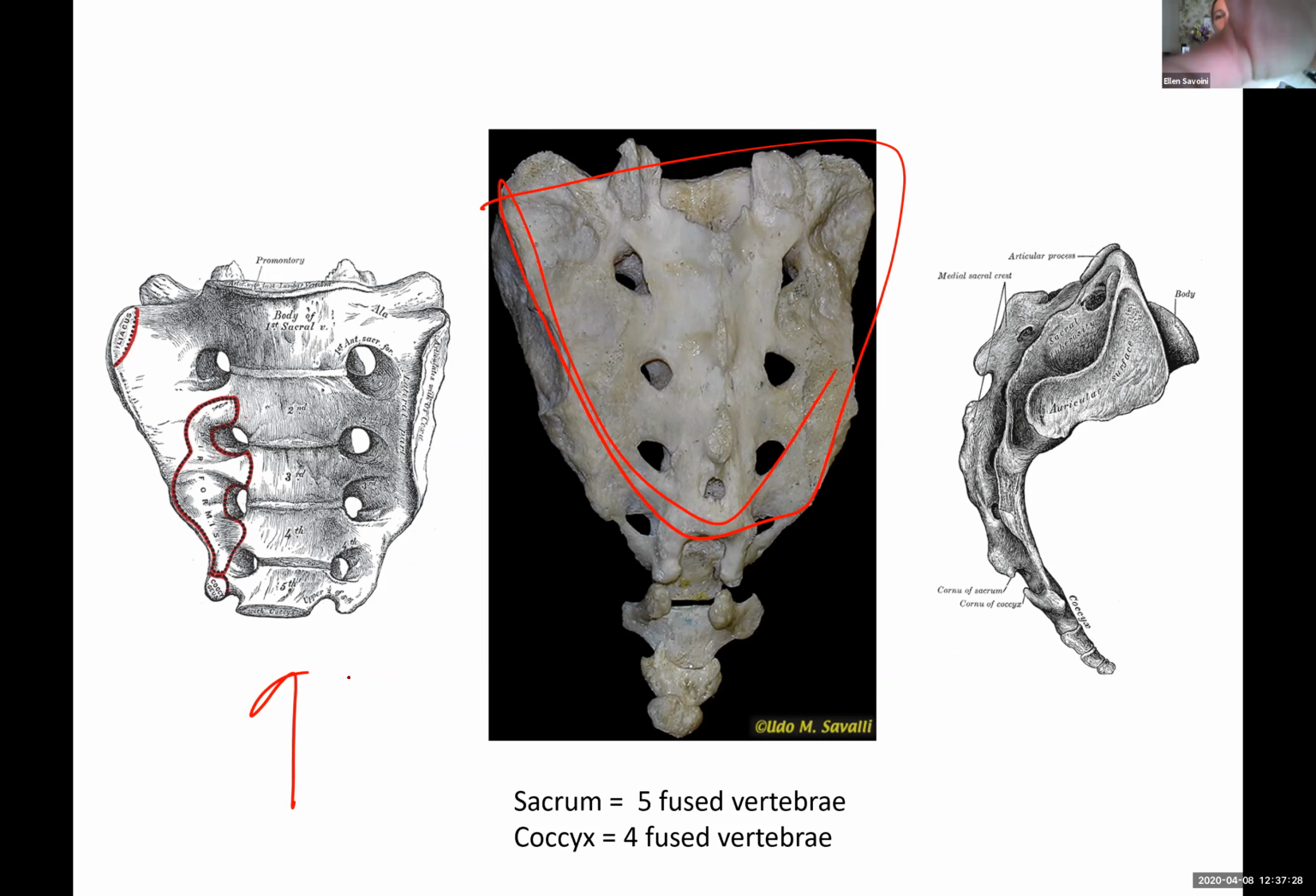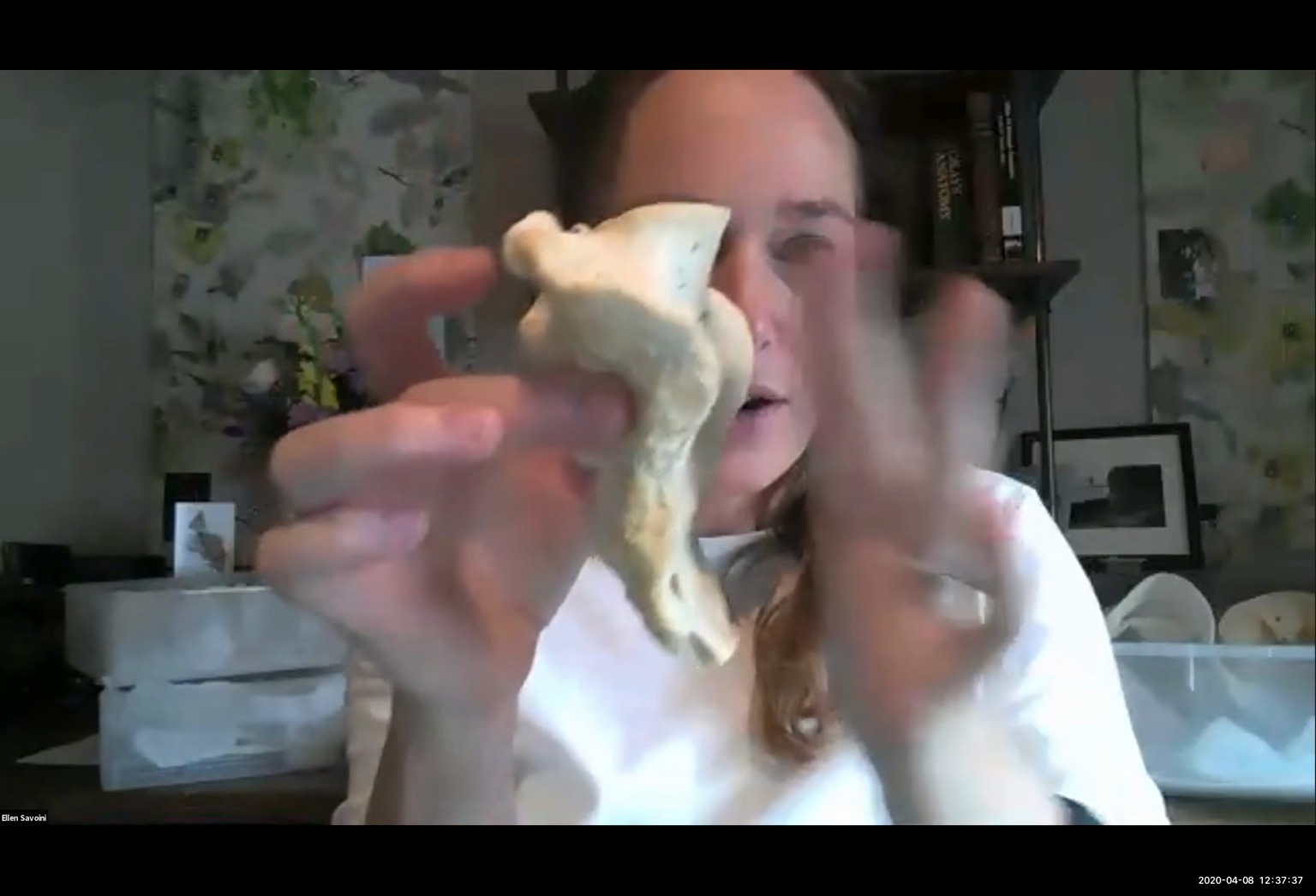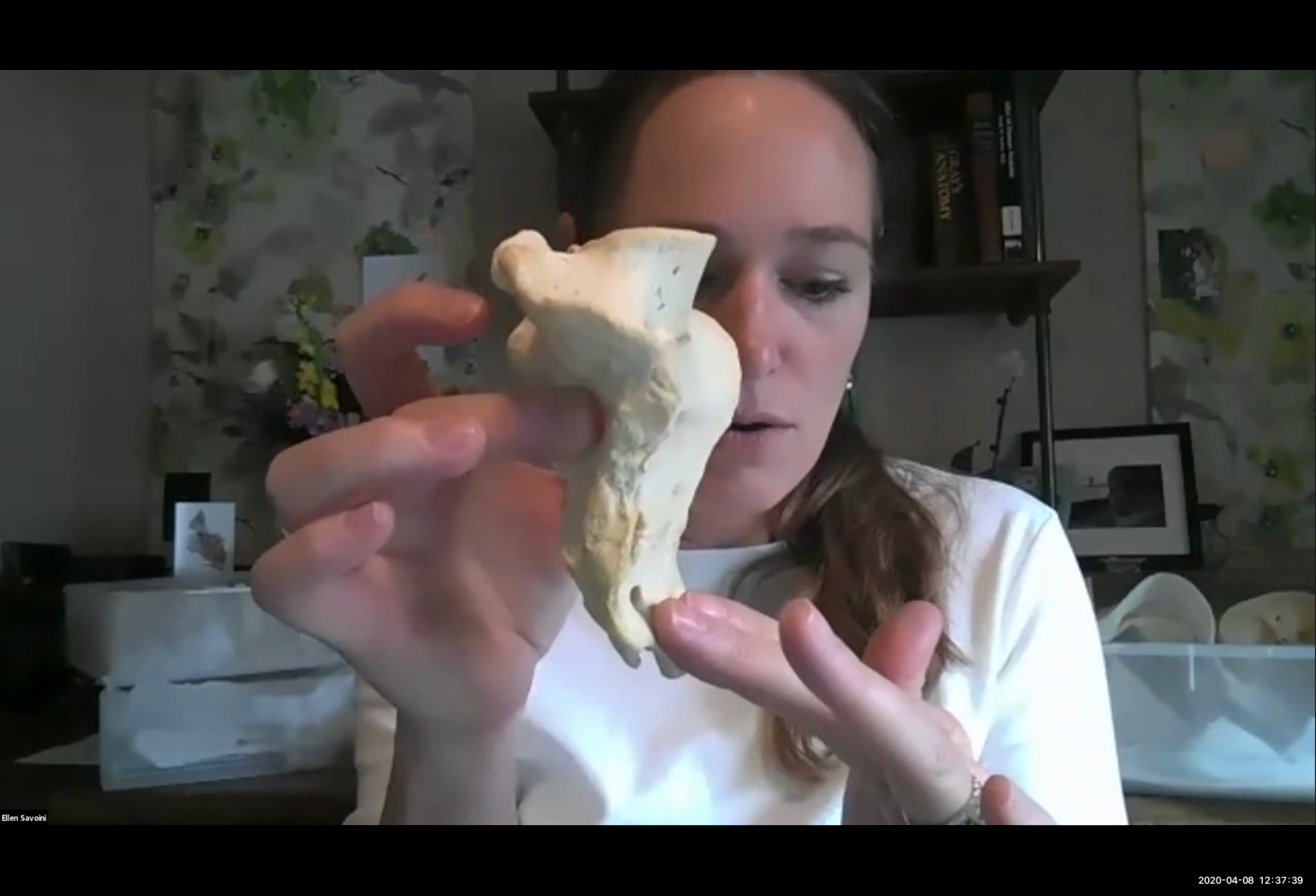I'll do the stop share. You can see the sacrum. So in this case, I have a sacrum. This is a female's sacrum because this sacrum is really flat and shallow.